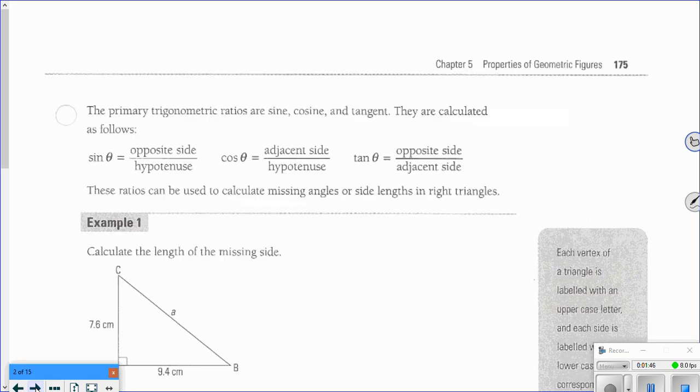Okay, so again, those primary trigonometric ratios are the sine, cosine, and tangent. They're calculated as follows. Sine is opposite over hypotenuse, cos is adjacent over hypotenuse, tan is opposite over adjacent. These ratios can be used to calculate the missing angles or side lengths of right triangles.